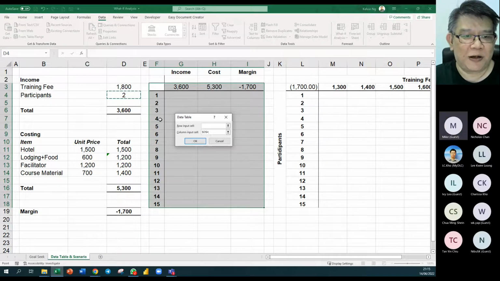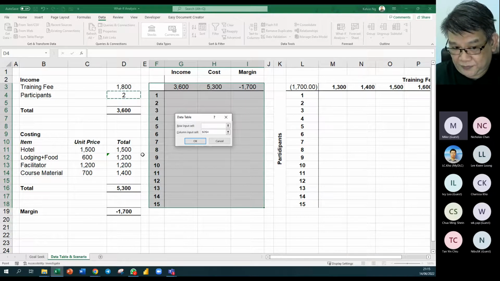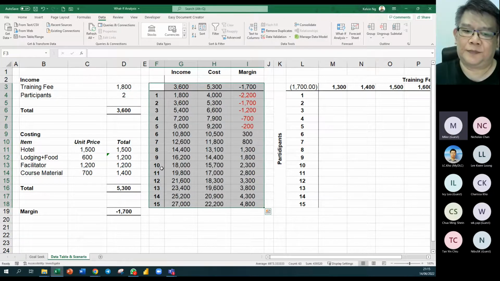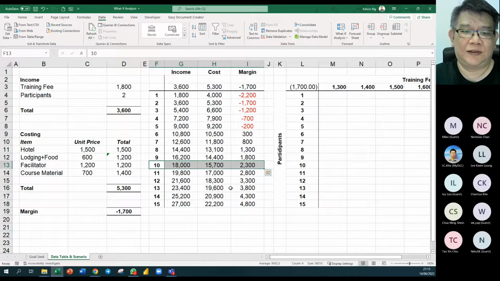Use your mouse to click the number of people cell. You must make sure it's $D$4. Don't just put D4, because if they go down, this one must be an absolute cell. Okay, click OK. Yeah, that's all. The whole thing will come out. Wow, so fast.